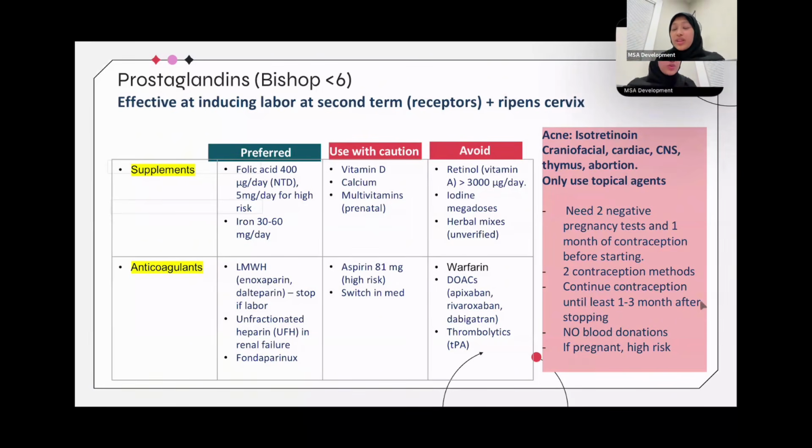And if pregnant by mistake, you have to immediately stop it, and it will be a high-risk pregnancy. So be careful. This is very important. That's why it's in a red box.